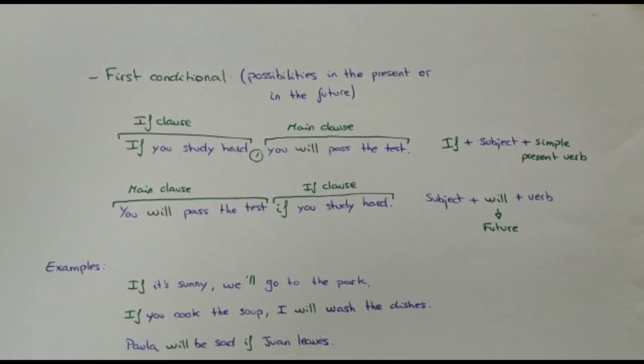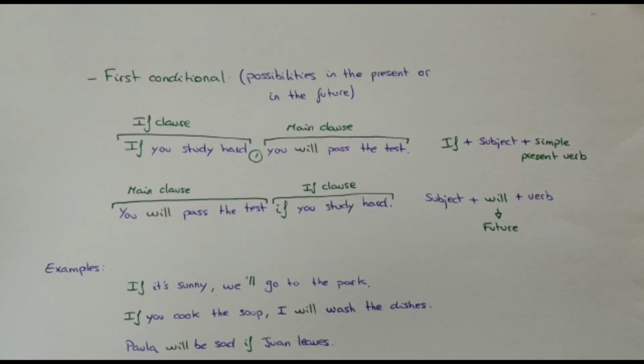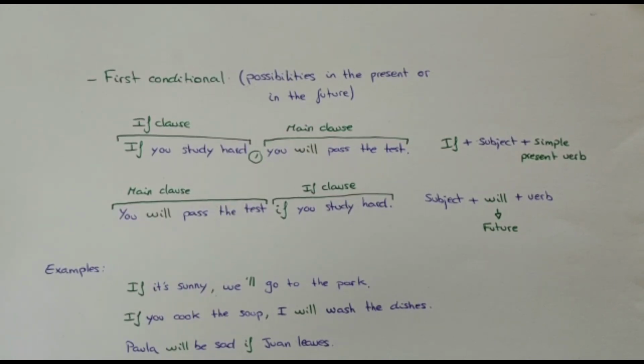We use different verb forms in each part of a first conditional. If, subject, and simple present verb, or subject, will, that's future, and the verb.